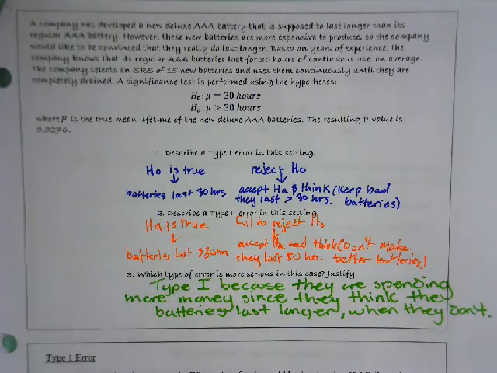Which error is more serious? I'm going to put type 1 because they are spending more money since they think the batteries last longer when they don't. Questions?